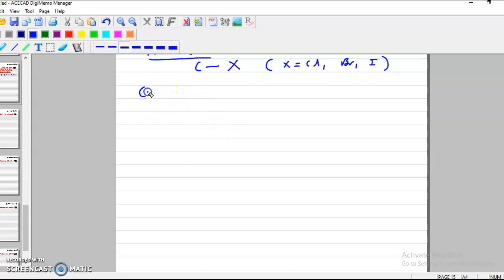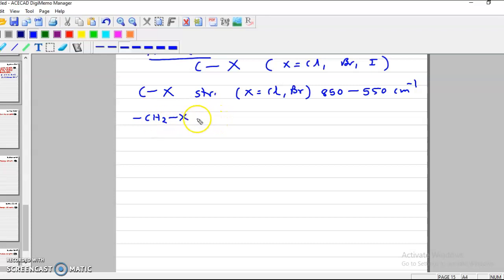In case of C-X stretching, where X is chlorine or bromine, the band appears between 850 to 550 centimeter inverse. If this type of halide is present, that is a primary halide, then we will have CH2 wagging at 1300 to 1150 centimeter inverse. This is only for terminal halides, so that can happen only in terminal alkyl halides.